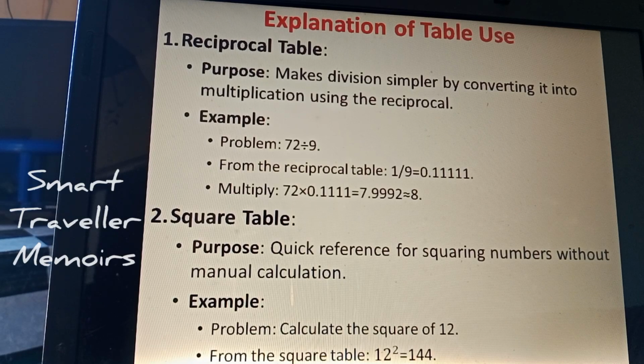Square table. Purpose, quick reference for squaring numbers without manual calculation. Example, problem, calculate the square of 12 from the square table. 12 squared equals 144.